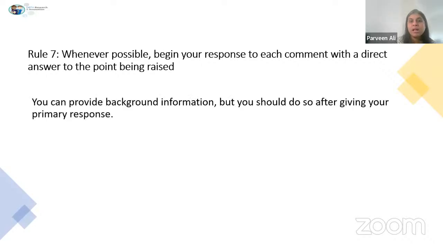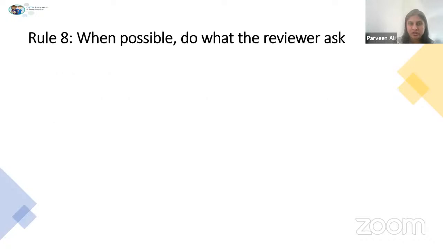Rule number 7, whenever possible, begin your response to each comment. So you can provide background information, but you should do so after giving your primary response. So, again, it goes back to the same aspect that you respond back to every point which they have asked for and give them a direct answer to the point that they have raised, whether you have addressed this or whether you haven't addressed it, and the reason why you haven't addressed this.